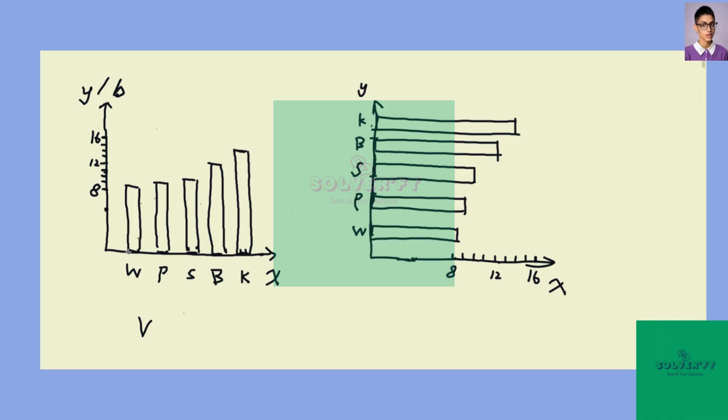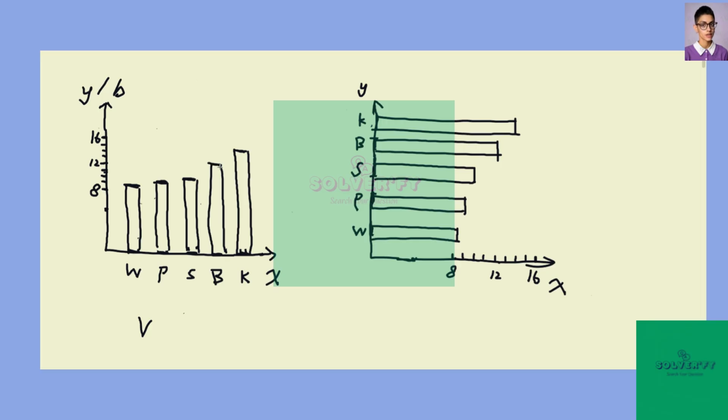And for example, Wendy's has $8.7 billion of sales, so I draw them here. And Pizza Hut has 9.3, so I draw it here, slightly higher than Wendy's. And Subway is 10, which is exactly this line here, also slightly higher than Pizza Hut. And Burger King has 12.7, which is slightly higher than 12, which is the line here approximately.